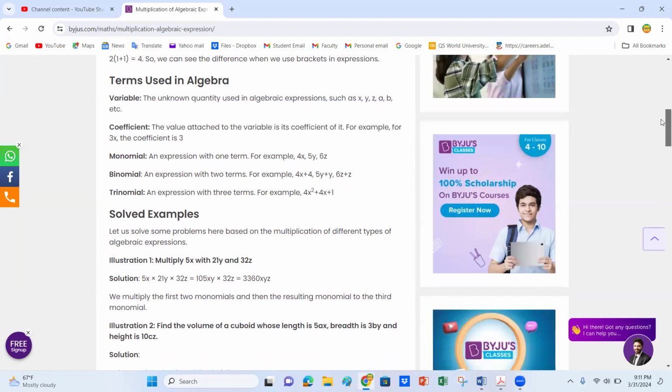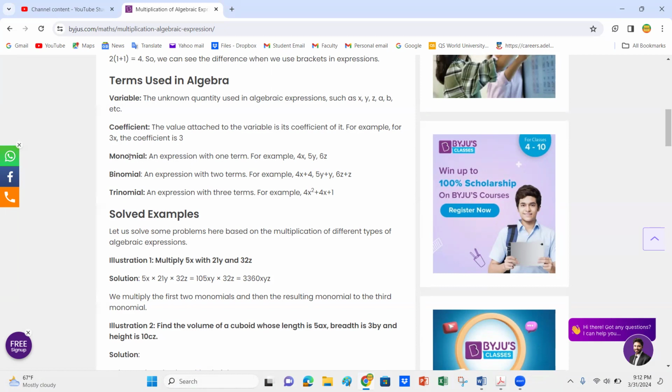Okay. And what is a variable? A variable is, in fact, the unknown quantity used in algebraic expressions. And usually it is denoted by x, y, z, or a, b, c, etc. Okay. And the coefficient is the value which is attached to the variable. For example, if there is 3x, then 3 is the coefficient.